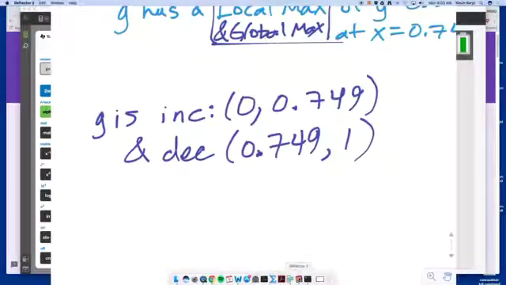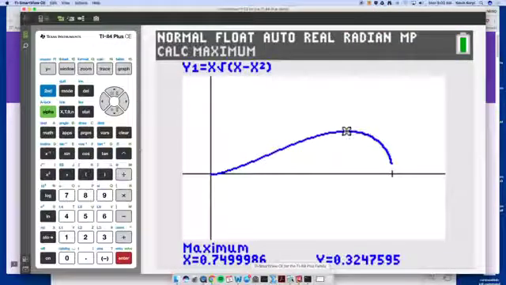G is increasing from 0 up to the x value of the local max, and it's decreasing from the x value of the local max up to x equals 1. Now, there's one last thing I want to talk about. That is the minimum values. Does this function have a local minimum?